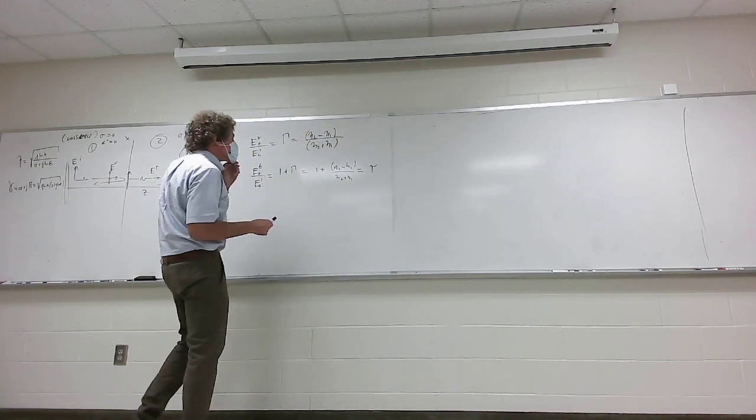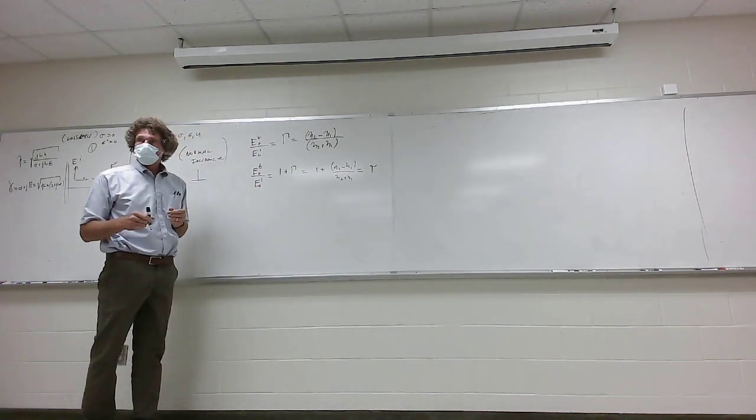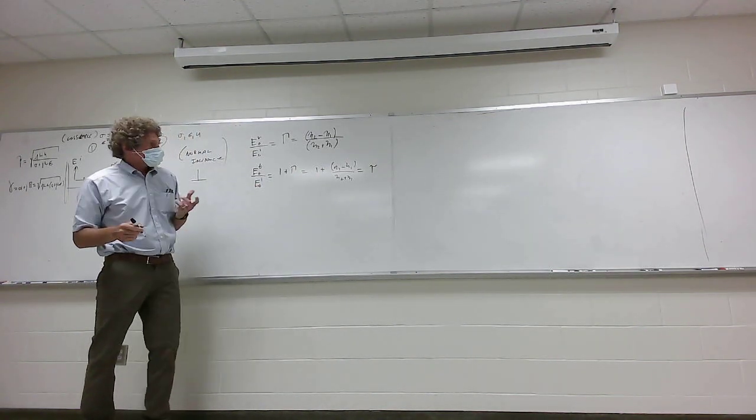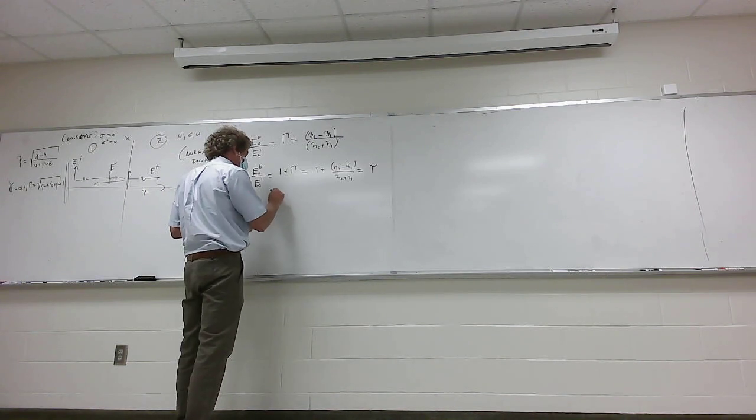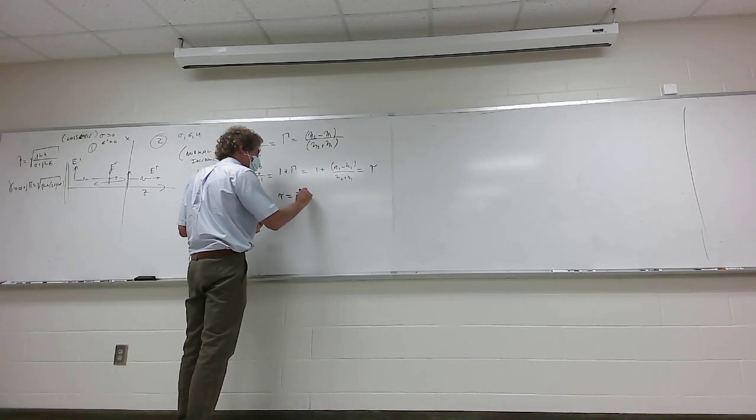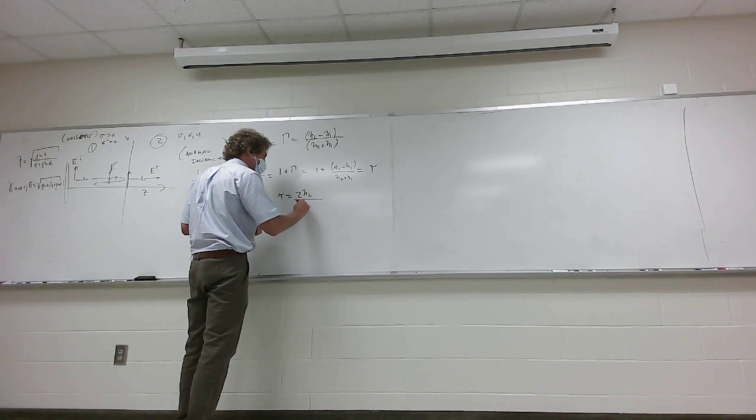So anyway, this is the transmission coefficient, tau. Now, there's a way to write tau that I like better. Tau is equal to simply 2 eta 2 over eta 2 plus eta 1.